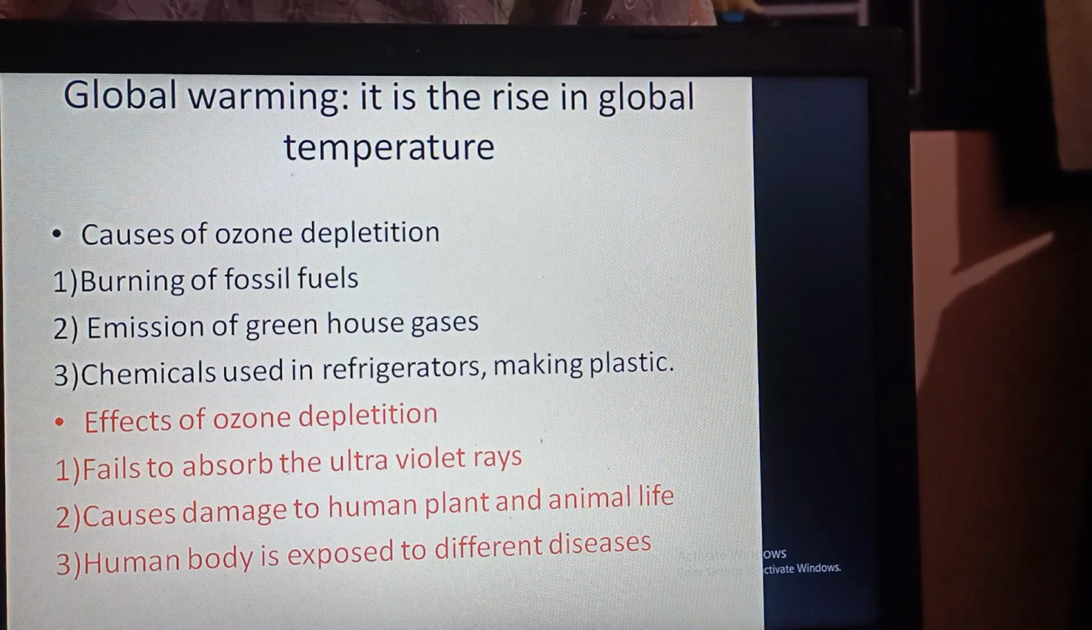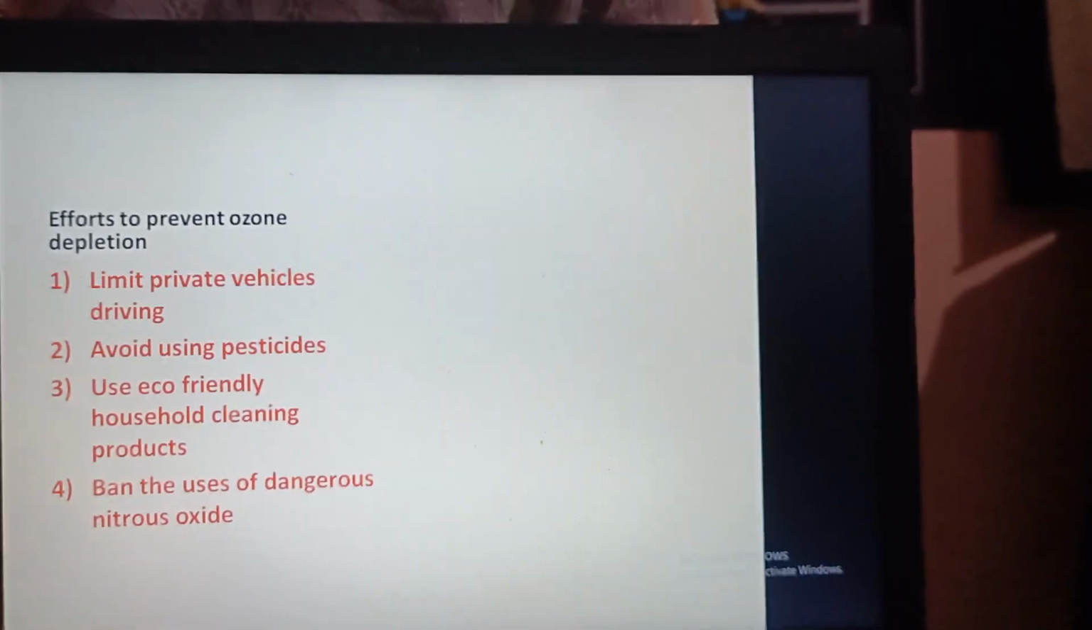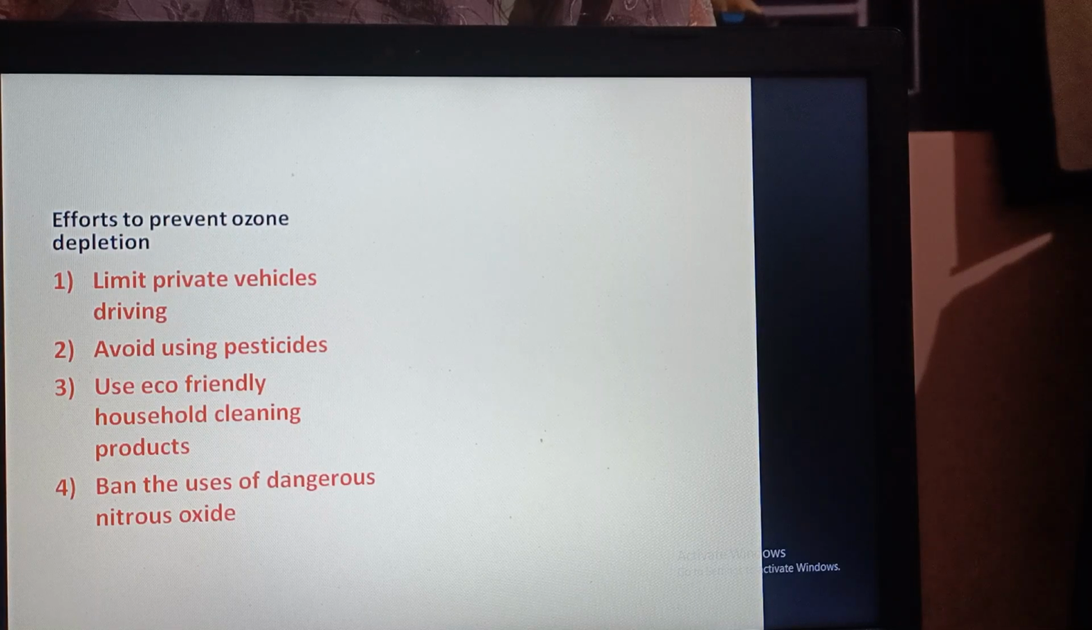Next, efforts to prevent ozone depletion. Number 1, limit private vehicle driving and use public buses or government buses. Avoid using pesticide. Use eco-friendly household cleaning products.